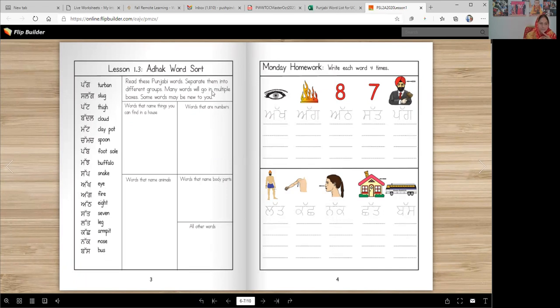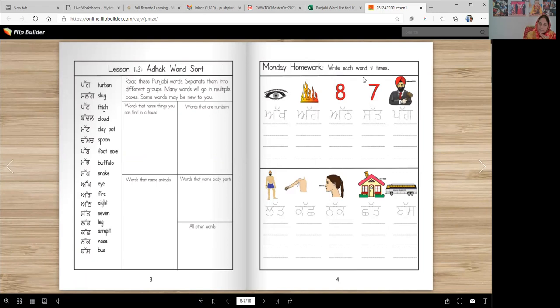So now read the directions here. Words that name things you can find in a house. What are some things here you can find in a house? They will go here. Words that are numbers. Sat, at, right? They will go here. Words that name animals. Slug will go here. Sap will go here. Mudge will go here, right? So find all the words. Words that name body parts. Lat, kach, nak, pat, pub, right? All of those will go here. All other words we haven't used, they will go here. Okay? So this is what you will do.